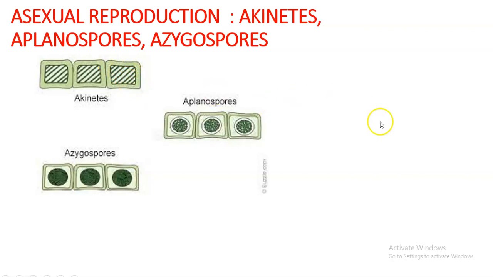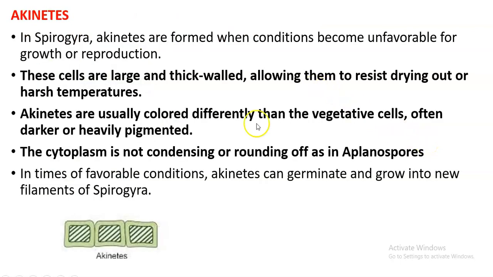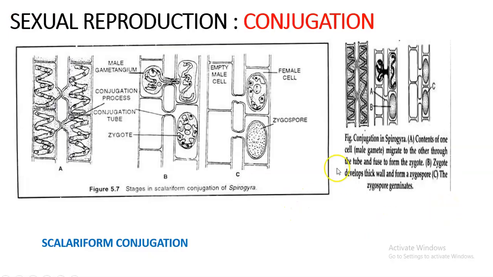So this is about akinetes. I have already explained the things in akinetes. I hope nothing is missed out. So this is about akinetes. Now coming to the final and most common mode of reproduction in Spirogyra, that is sexual reproduction.